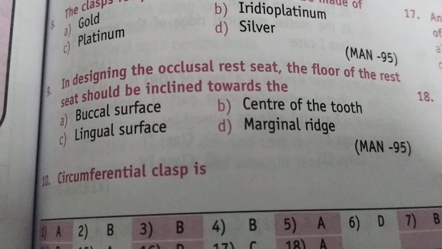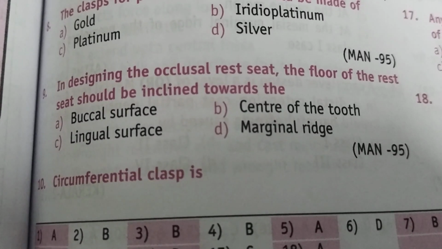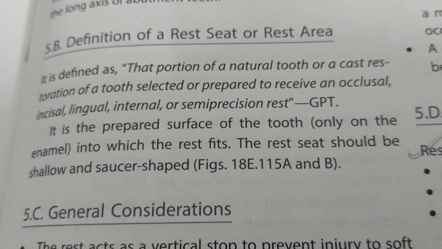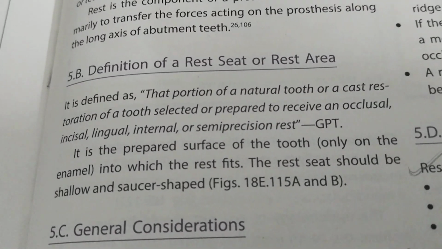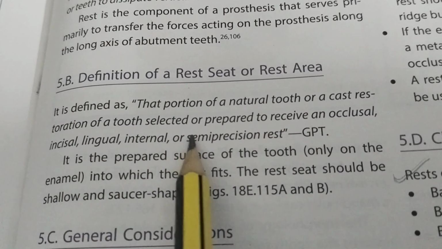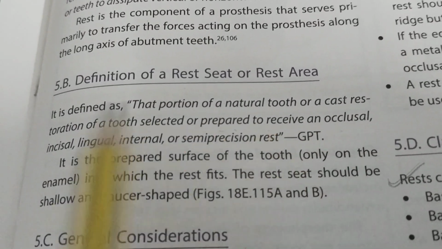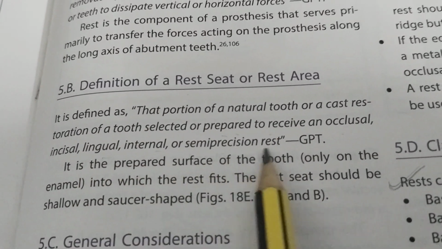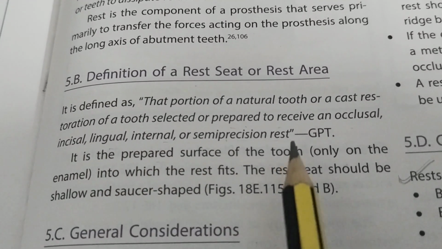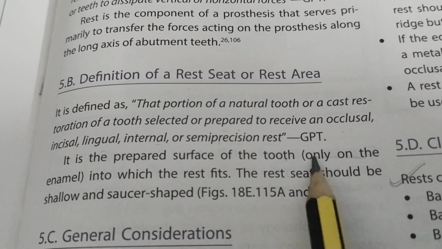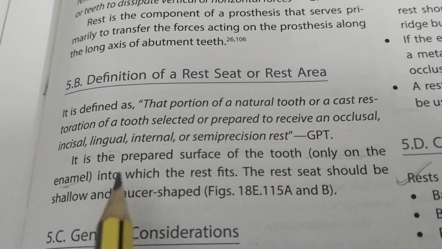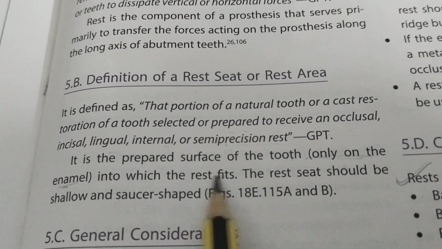In designing the occlusal rest seat, the floor of the rest seat should be inclined towards the. So first, let's see what is a rest seat or rest area. This is nothing but that portion of a natural tooth or a cast restoration of a tooth selected or prepared to receive an occlusal, incisal, lingual, internal or semi-precision rest. This is basically a prepared surface of the tooth, seen only on the enamel, not into deeper parts. It is a very shallow preparation on the tooth into which the rest fits.